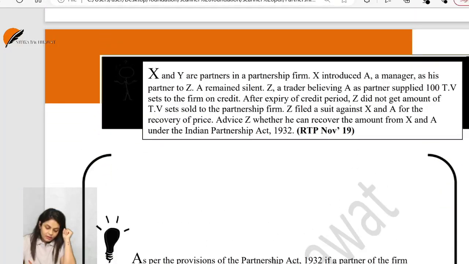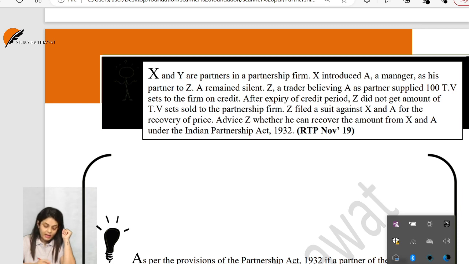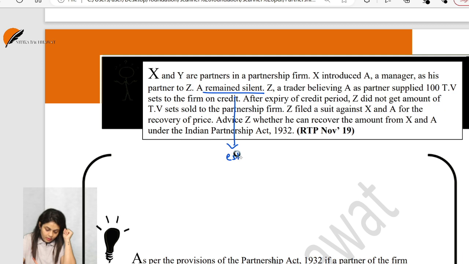X and Y are partners in a partnership firm. X introduced A, a manager, as his partner to Z. A remains silent. So this is what? Partners by estoppel or holding out. Z, a trader, believing A to be a partner, supplied 100 TV sets to the firm on credit.